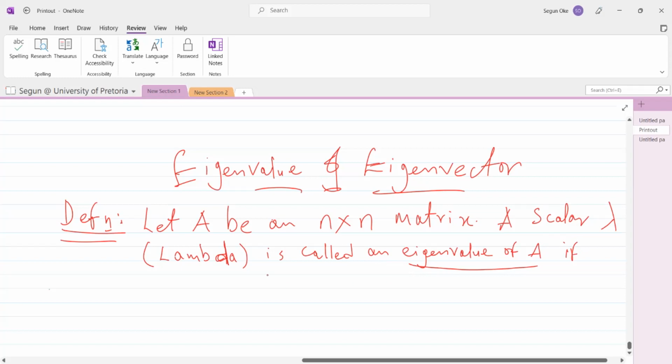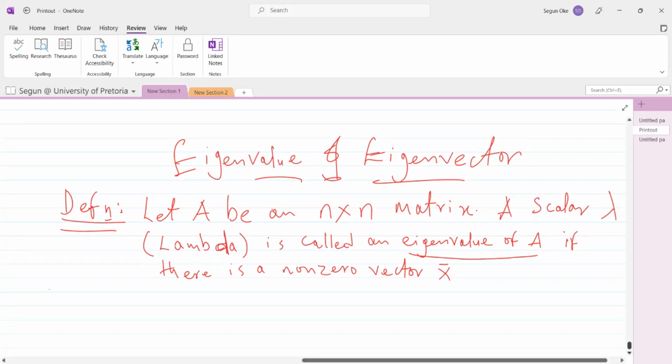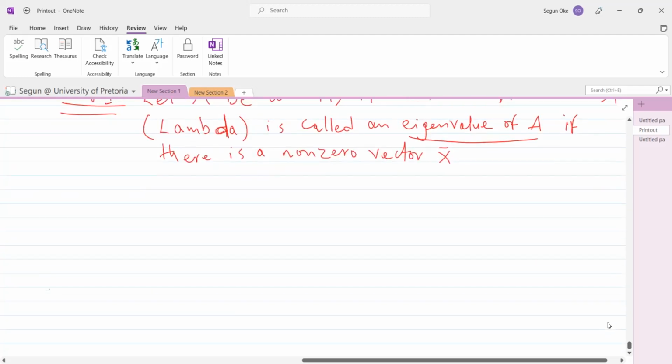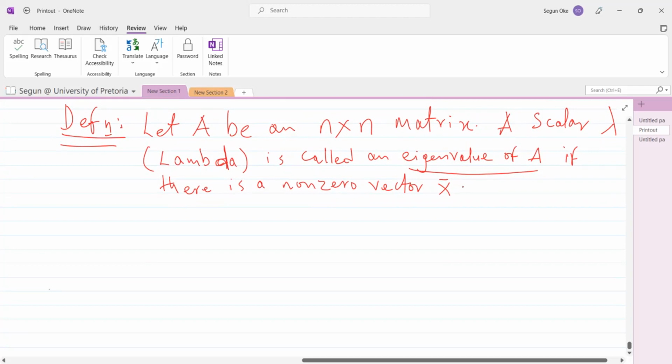If there is a non-zero vector x bar such that A, our matrix, multiplied by x bar equals lambda x bar. Please, all this definition matters.